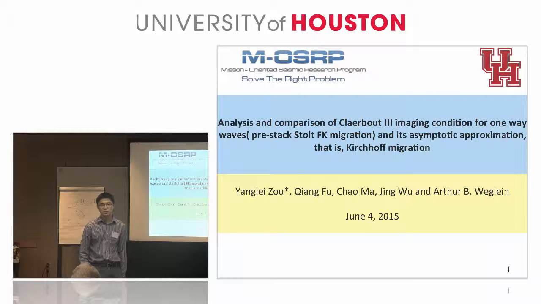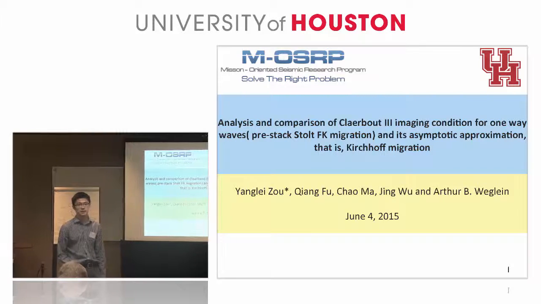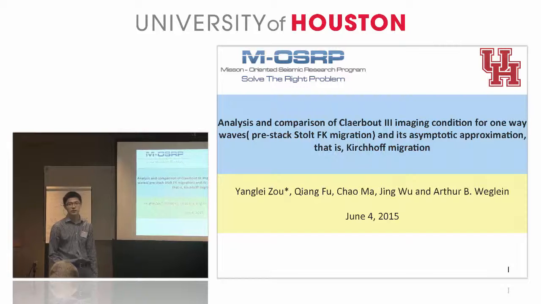And I will take you through two different comparisons. In the first comparison, I will compare Claerbout III for one-way wave and the asymptotic approximation, that is Kirchhoff migration. And in the second comparison, which I will discuss this afternoon, I will compare two different imaging conditions, that is Claerbout II and Claerbout III for one-way waves.